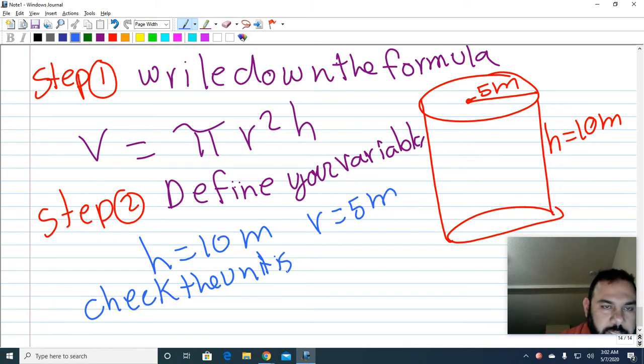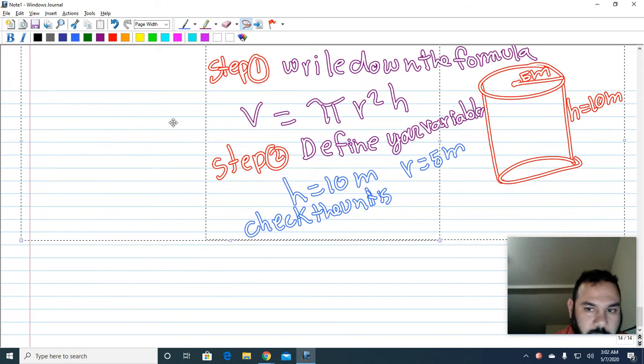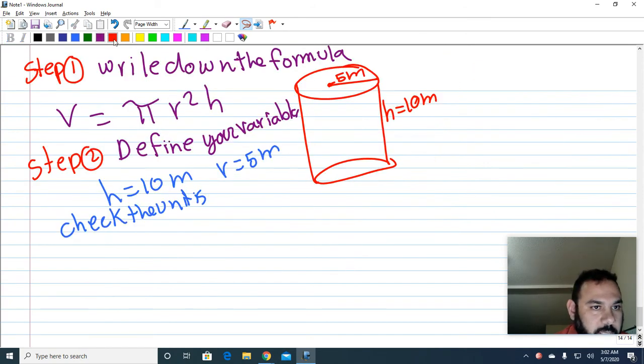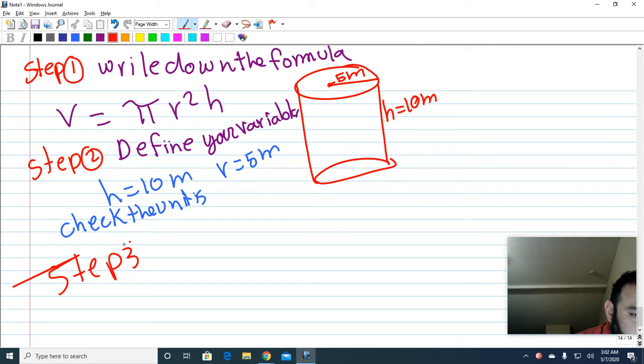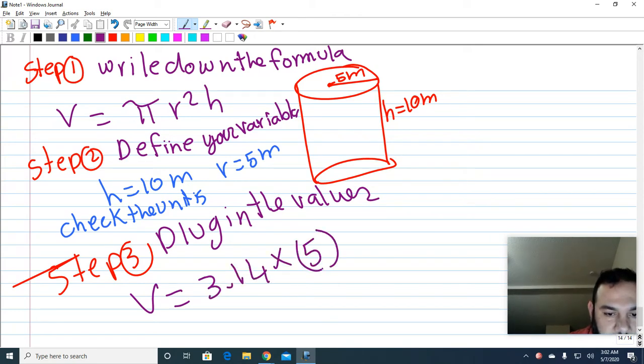Step 3, I'll try to keep everything here in the same place. Okay, I have very big handwriting. Step 3, plug in the numbers or the values in your formula from step 1. So V equals 3.14 multiplied by r squared, which is 5 squared, multiplied by h, which is 10.